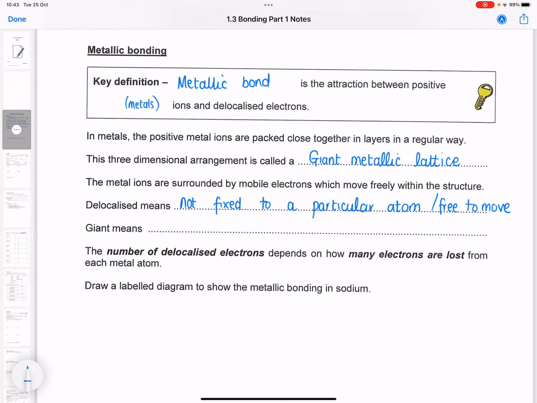And what do we mean by giant? Well, we mean that this thing goes on and on and on. We would say it is endlessly repeating. We can't count how many metal ions are in this giant lattice. When it comes to adding up the Ar of a metal, we take the formula mass, the formula unit, and since sodium is endlessly repeating sodium ions in a giant metallic lattice, we just say it's Na, that's the formula unit, so we just add up sodium from the periodic table.